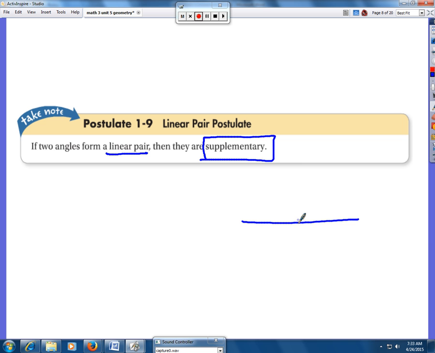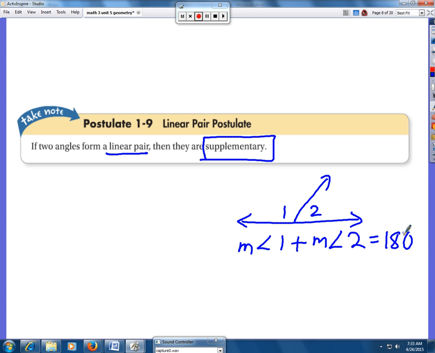So if I had two angles, we'll call angle 1 and angle 2, the measure of angle 1 plus the measure of angle 2 would equal 180. And you can write that in just below this on your notes, so you have that equation to help you solve the problems we're going to do in a little bit.